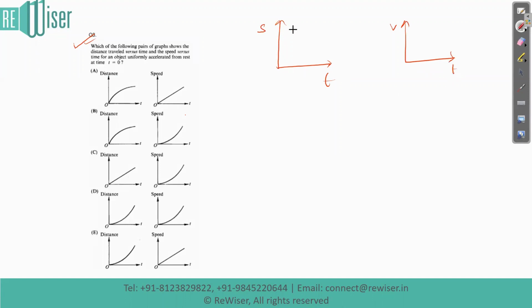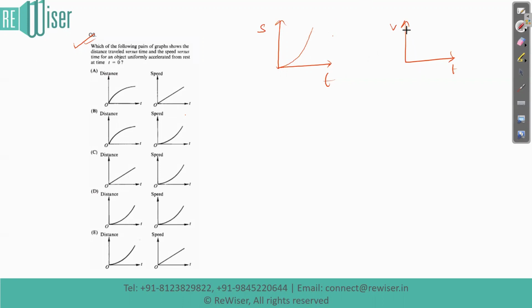Now they're asking about uniformly accelerated motion, right? If the object is uniformly accelerating, the graph will be like this. And if it was not uniformly accelerating, that means the graph would have been like this, some more curves. Okay. But since it is uniformly accelerating, the graph will be like this.